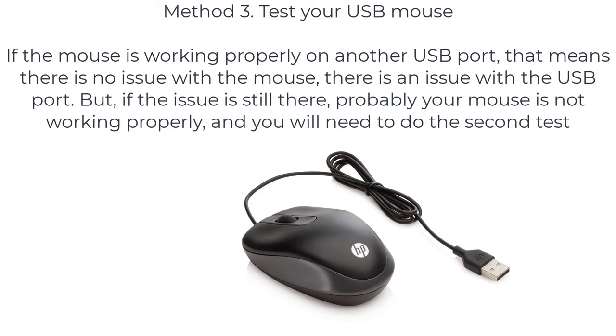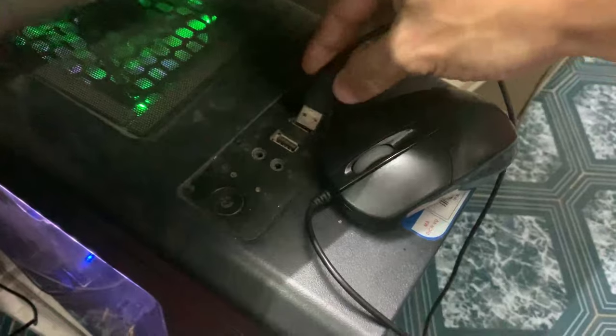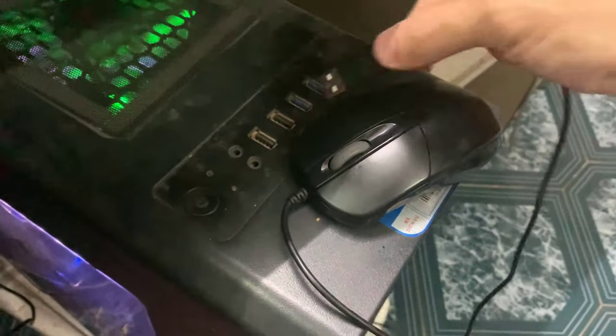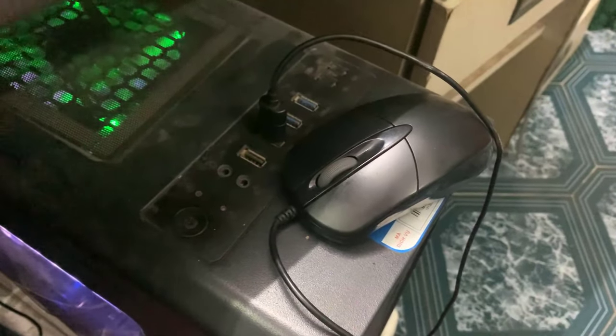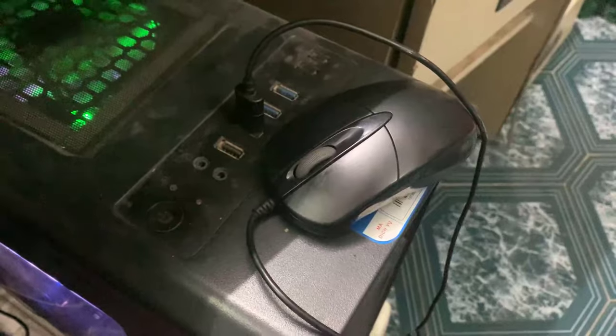If the mouse is working properly on another USB port, that means there is no issue with the mouse, there is an issue with the USB port. But if the issue is still there, probably your mouse is not working properly, and you will need to do the second test. The second test will include testing your mouse on another machine, or you test another mouse on your current machine where the mouse is not working properly. If the mouse is not working on another machine, you will need to purchase another one.